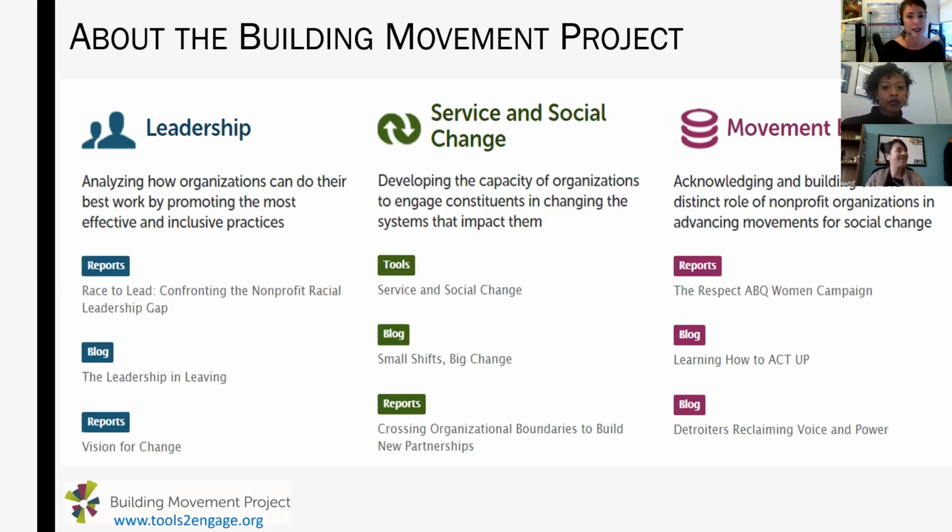The second area is service and social change, which focuses on how organizations, especially human service organizations, can support the voice and power of the people they serve. So the Tools to Engage work is a part of that focus area. And then the third focus area is movement building, where we look at how organizations collaborate and work together to have more impact than they would on their own.